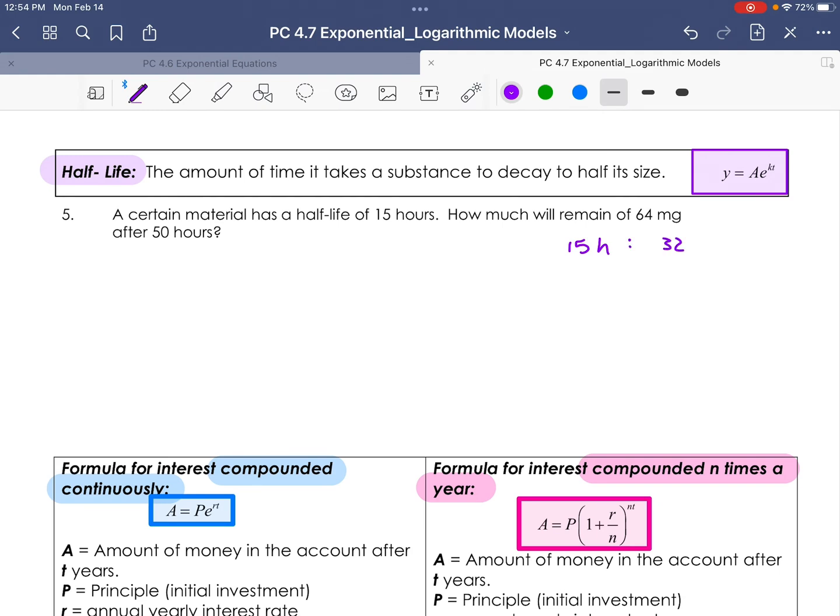So all that means is if you start with 64 milligrams, in 15 hours, how much will remain? 32. In another 15 hours, or after 30 hours, you're going to be down to 16. In another 15 hours, or 45 hours, it's going to decrease to half of that amount, which is now 8, and so forth. Now, we want to know how much will remain of the 64 milligrams after 50 hours. Well, you can see it's going to be less than 8, but we want to know exactly how much, right? So we're going to use this formula. Y equals AE to the KT.